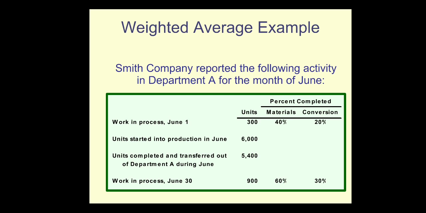Then, units started into production in June: 6,000 units. See the second point in the green box. The third point in the green box is units completed and transferred out of Department A during June, equal to 5,400. And then work in process at the end of June, or 30th of June, is 900 physical units, of which only 60% is completed in terms of material and 30% completed in terms of conversion.